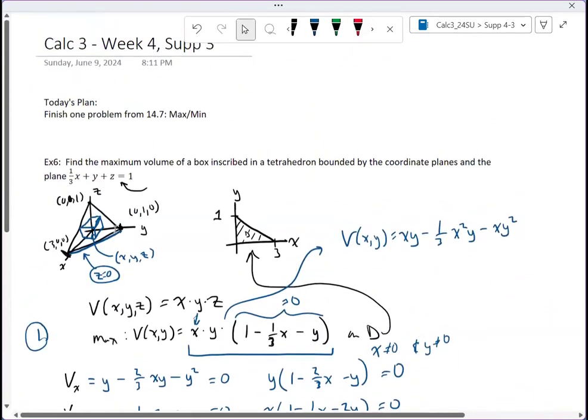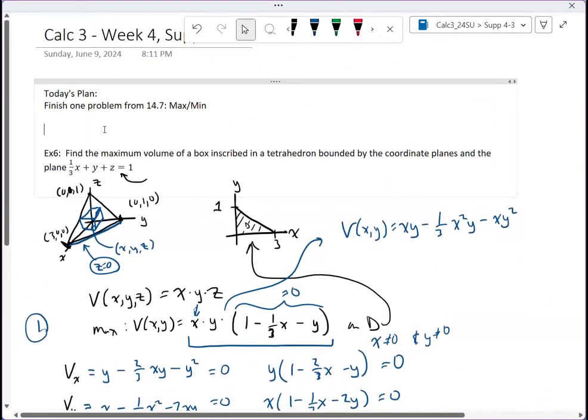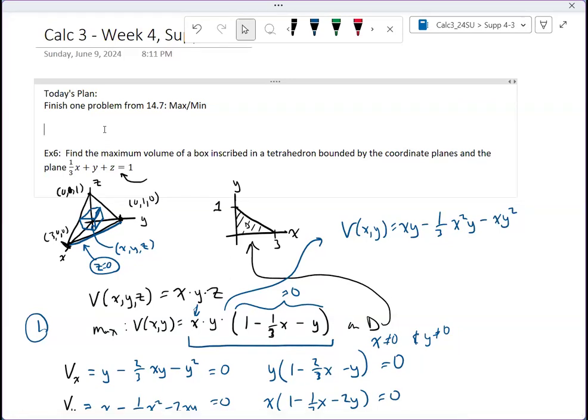Okay, so again, pretty short supplement. That was all for this one. I just wanted to do one example of an application problem so that we could see how setting up an objective function and using the constraint equation might look.